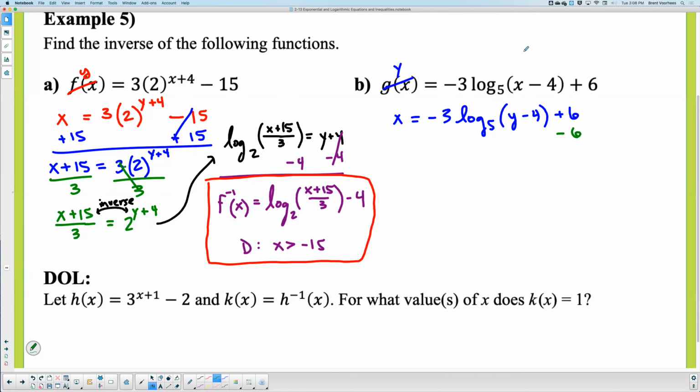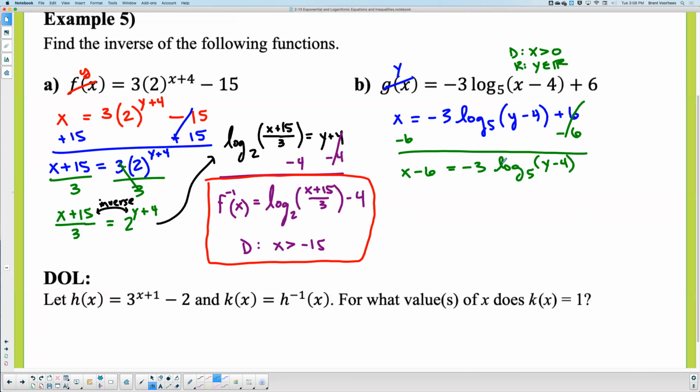Note here that the original domain is that x is greater than 4. The logarithm's range is all reals. Now I subtract 6. I'll come back to this at the end. So we have x minus 6 equals negative 3 log base 5 of (y minus 4).